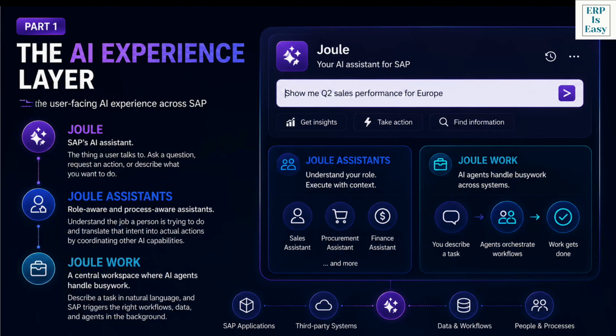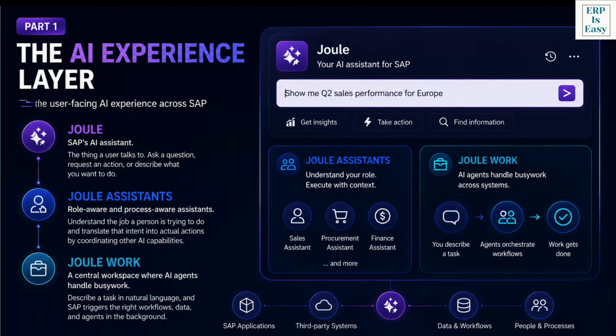Now, SAP also talks about something called Joule assistants. These are a little more specialized. They understand the role of the person using the system and the business processes they are working on. So instead of simply responding to a question, they can understand the intent behind it. In other words, they understand what you're trying to achieve and help coordinate the right actions behind the scenes.